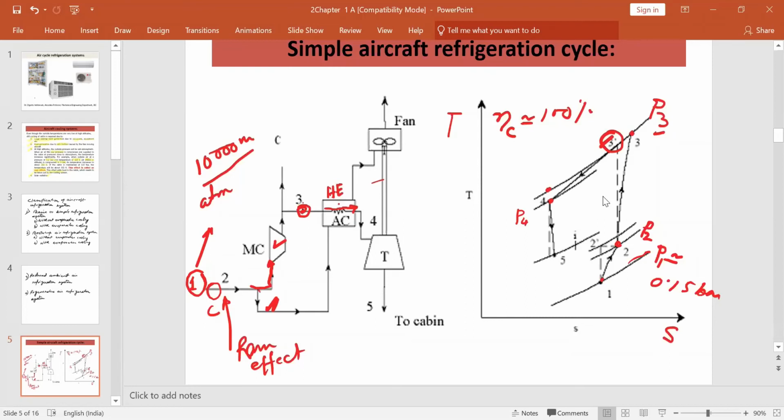Now some of the low temperature air is diverted at this point here. It passes through the heat exchanger, and this low temperature air exchanges heat in the heat exchanger and moves like this. But how does this low temperature air flow? You see, there's a fan. This fan sucks this air, and it goes to the outside atmosphere. As a result of this heat transfer, the temperature goes down.